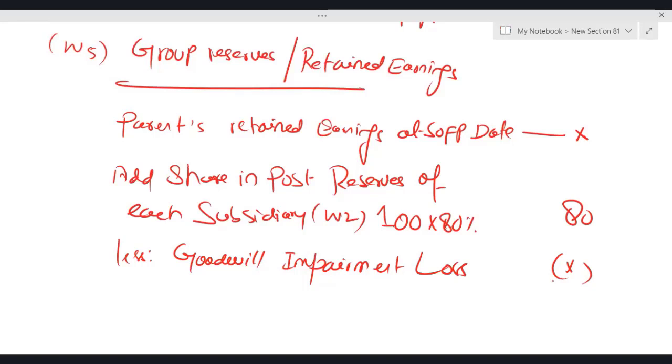Repeat: if it is a partial goodwill method, whatever impairment loss you have calculated, simply deduct that. If it is a full goodwill method, then what are we going to do? We'll take the impairment loss in goodwill and multiply by the parent's holding. I hope it is clear to everyone.